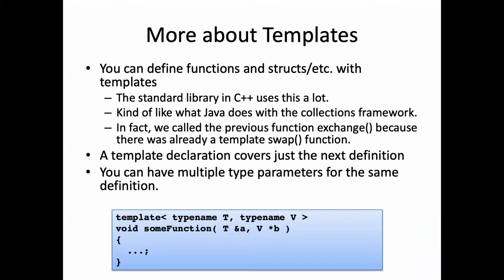This gets used all over the place in the standard template library in C++. That's kind of like Java's collection framework. Just like the collections framework in Java uses generics all over the place to let you make things like array lists of whatever type you want, the standard template library in C++ uses the template mechanism to let you create data structures for whatever type parameter you want to use. We will see this again in a moment.